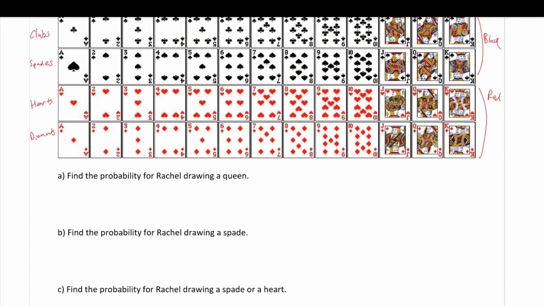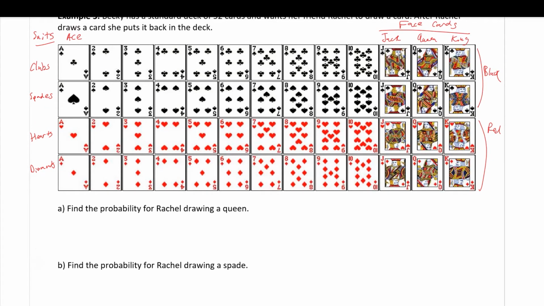So find the probability for Rachel drawing a queen. So the probability of drawing a queen. So I'm just going to write probability of queen. So you see that we don't really have a set notation like we had in the previous examples, but we have this picture here. So we have to just count all the queens. Well, there's 1 for each suit, so there are 4. So the number of queens over the number in our sample space. So there's going to be 4 over the number of our sample space. The entire deck is made up of 52 cards.